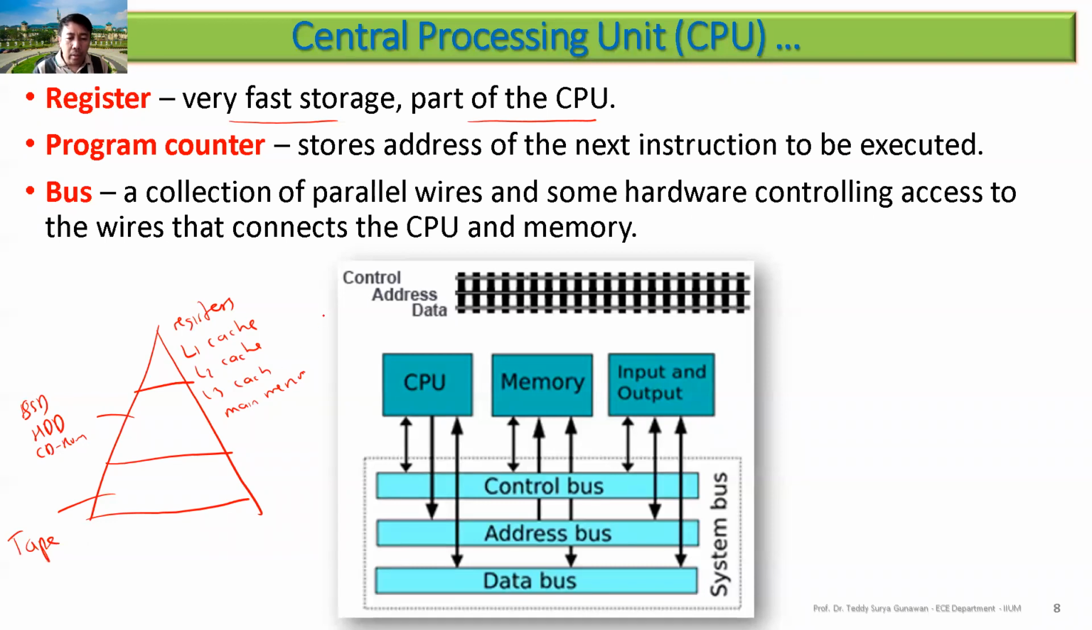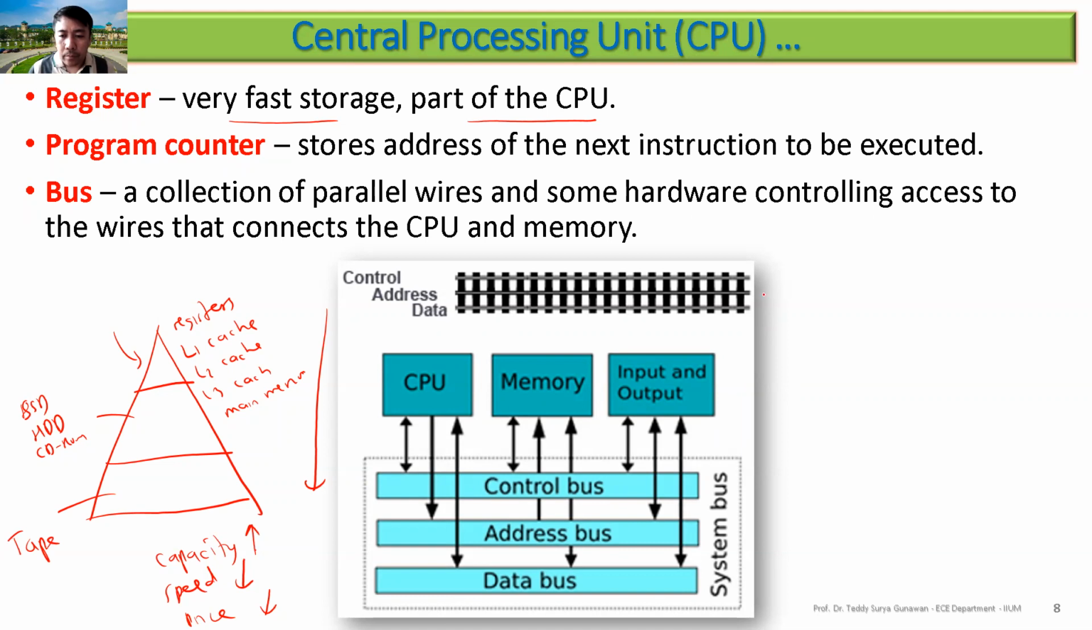As you go along here, the capacity will be bigger. Speed will be slower, and price will be cheaper. That's why we don't put everything in here, because it's expensive, and the capacity is limited because of the expense.